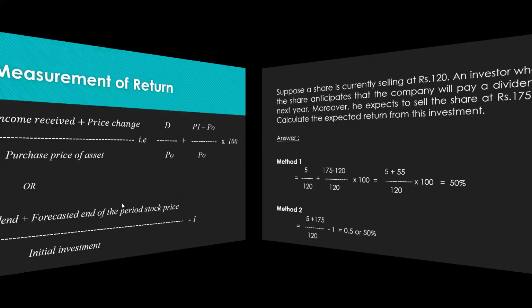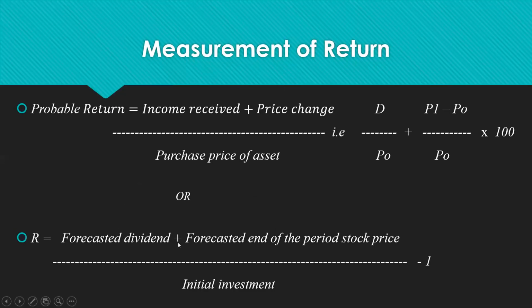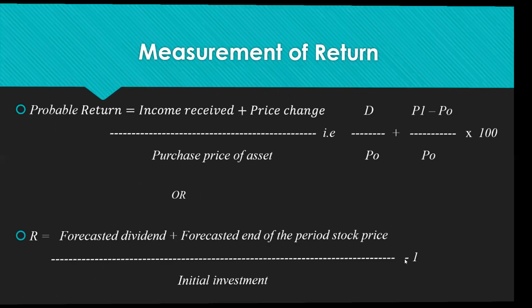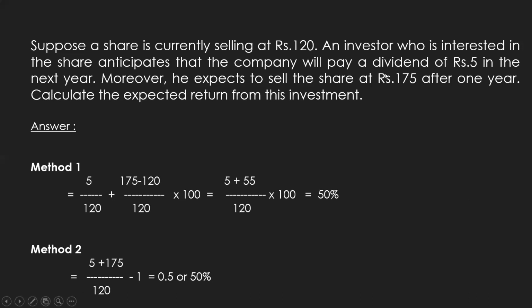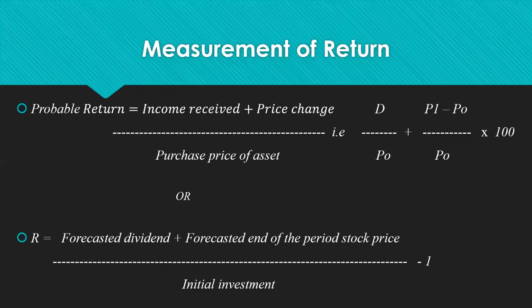The second method is we will calculate the dividend plus the end price, divided by the price at the beginning, or the initial investment, minus 1. So taking that formula into consideration, the dividend is 5 plus the end of the year price, or the current price, 175, divided by the initial price, 120, minus 1 will give you 0.5. That into 100 will give you 50%. So whichever formula you apply, you're going to get the same result. So you could follow either the first formula or the second formula depending upon the data which is available in your question.